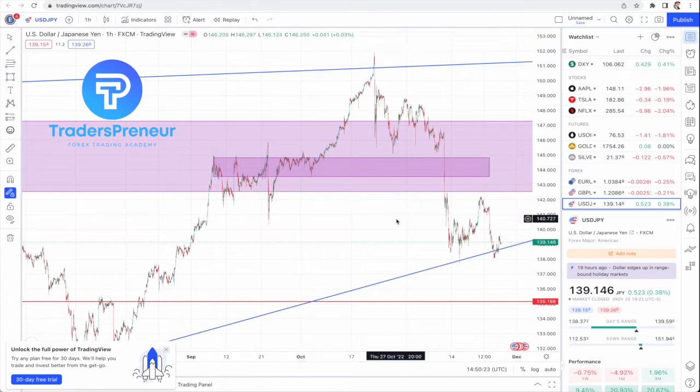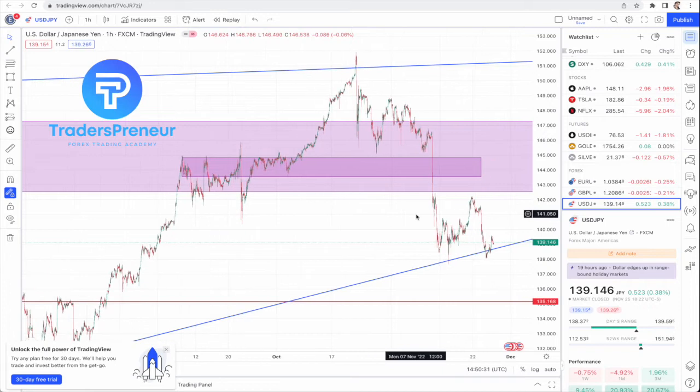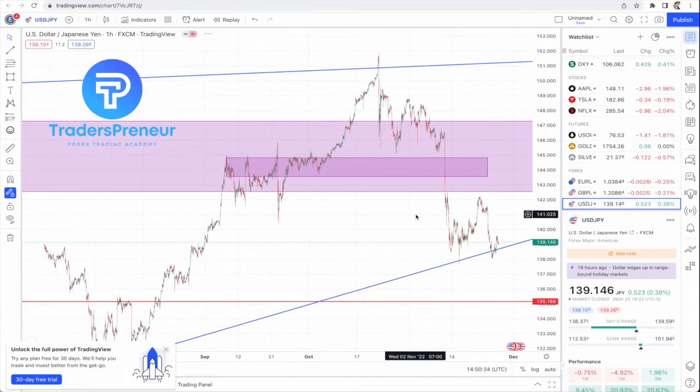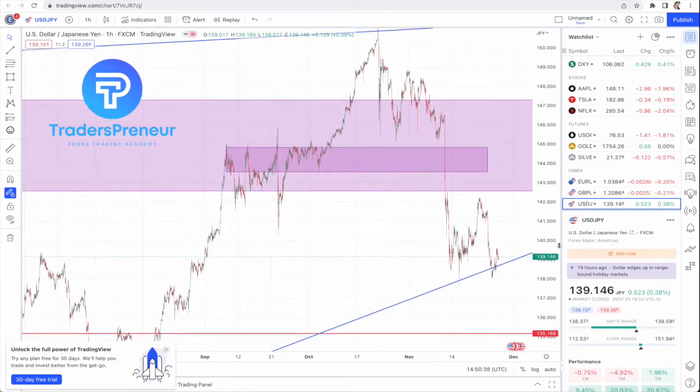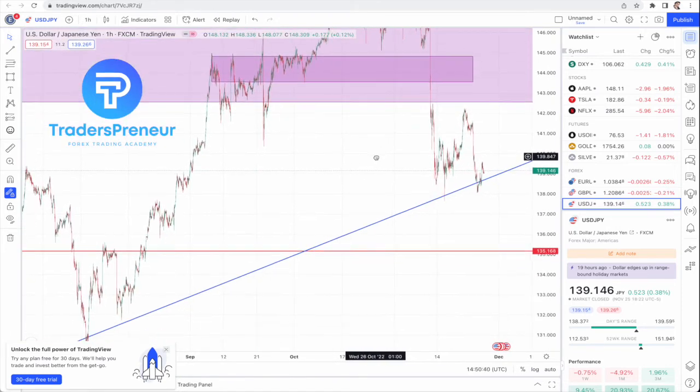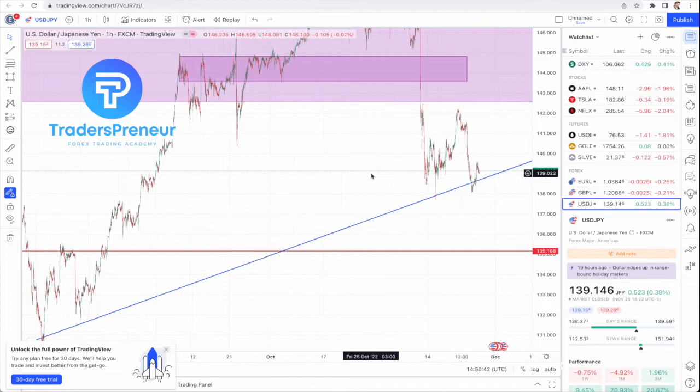Okay, that is the previous support. The price broke down, going in a strong bearish market momentum, and now it touches this trend line. This is an uptrend. Okay, uptrend trend line. All right.